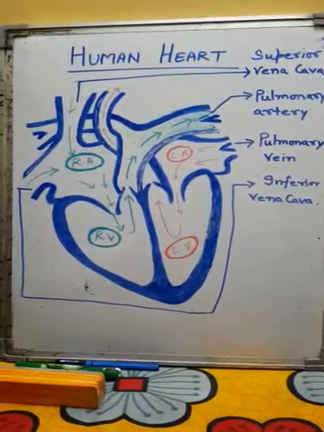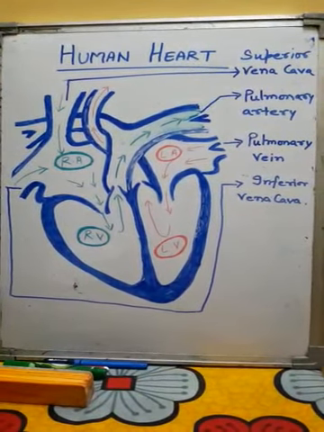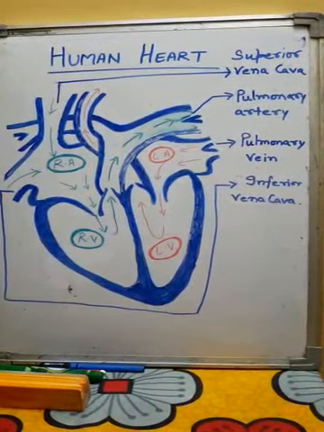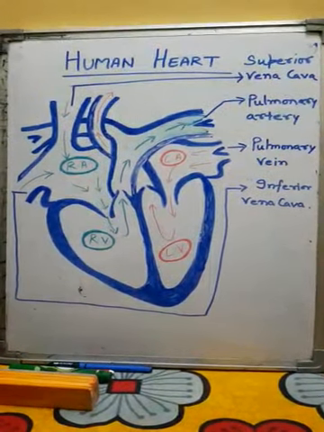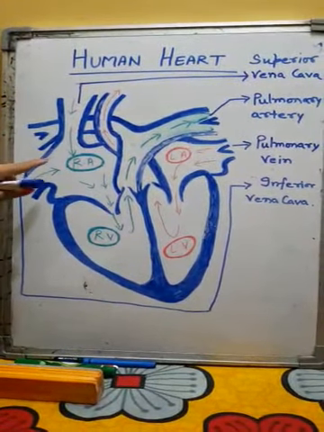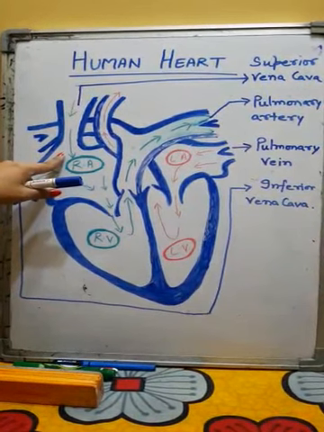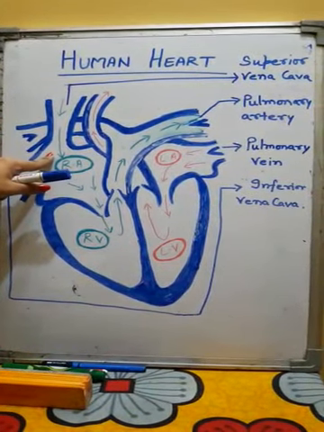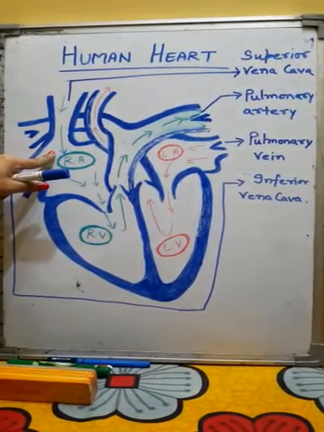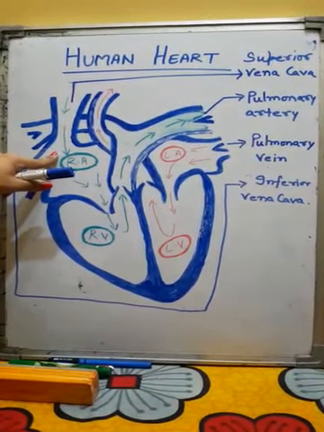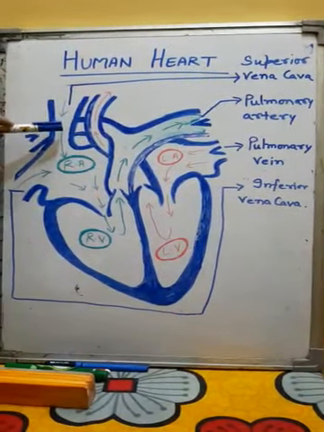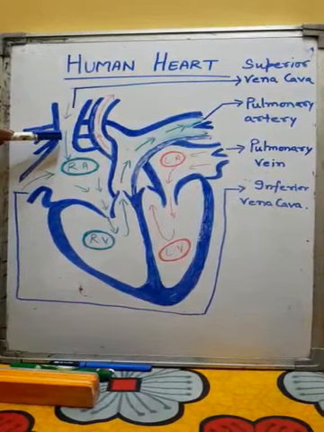Working of the human heart. How does the human heart work? Deoxygenated blood from the whole body, which is to be oxygenated, enters inside the right auricle through two major tubes, the superior vena cava and the inferior vena cava. This is the superior vena cava. The superior vena cava brings blood from the upper part of the body.